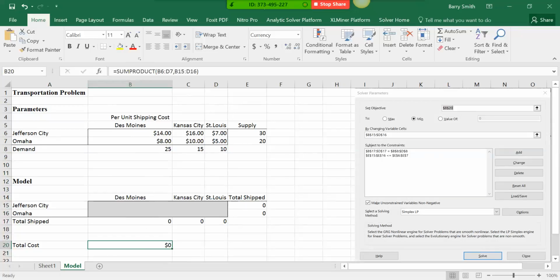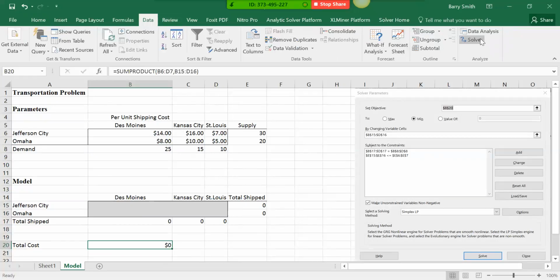And so that's called the sum product. We're taking this array times this array and adding them all together. Now, I've already typed it in one time to make sure it worked before I do this, and this time I actually deleted it. So what we have to do is type it all in. So we're going to go to Solver.